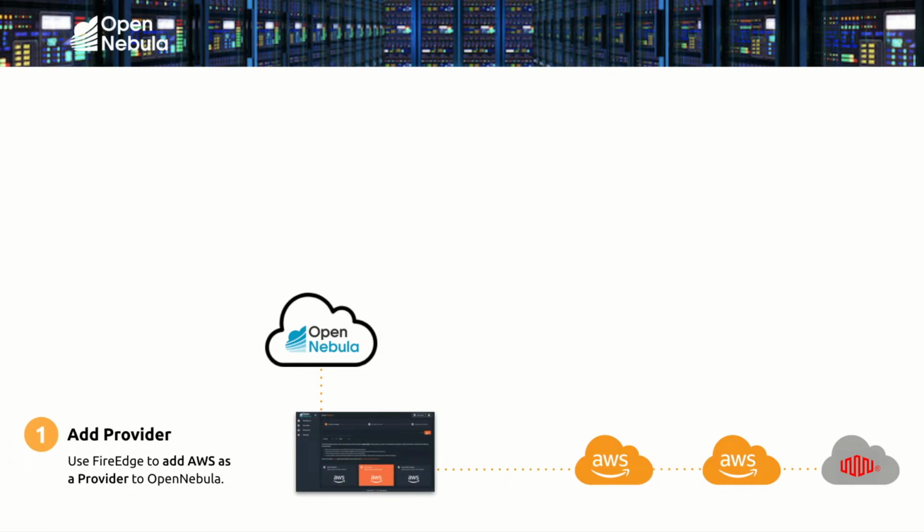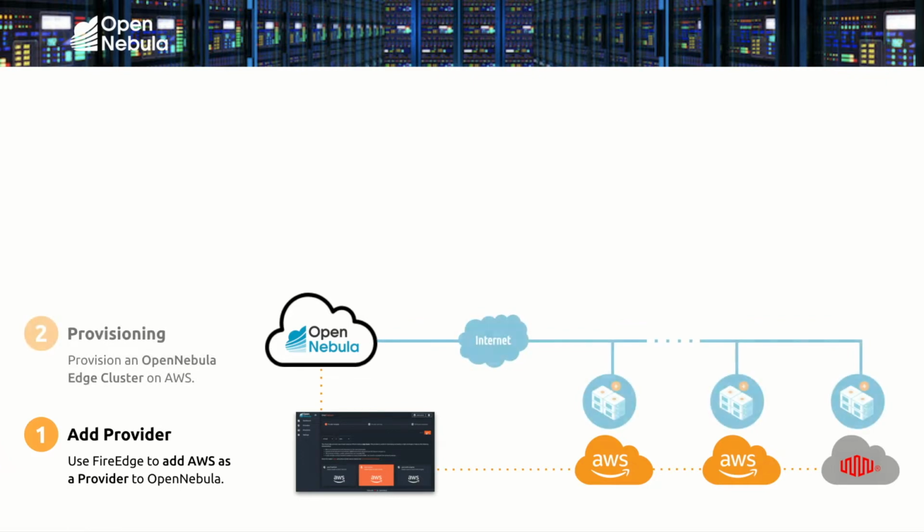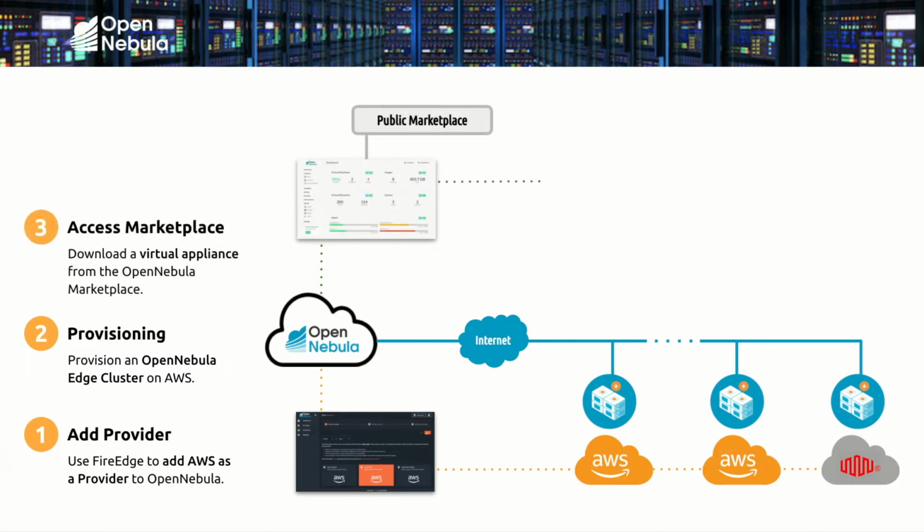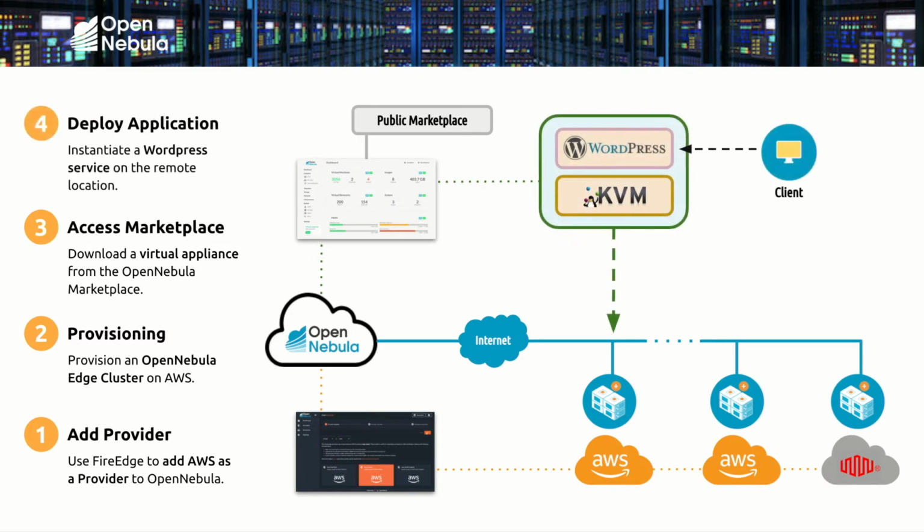First, we add the provider, in this case AWS. Then we provision the OpenNebula edge clusters. We access the OpenNebula marketplace to download a virtual appliance, and finally we deploy the application at the edge locations. It's as simple as that.